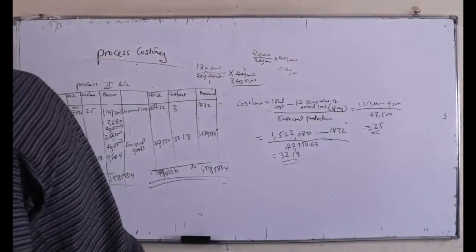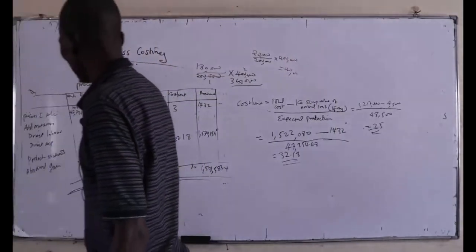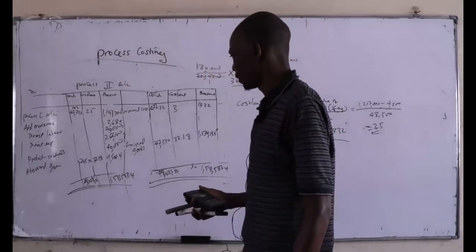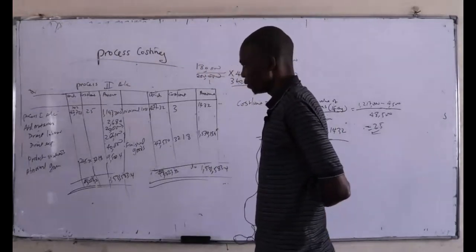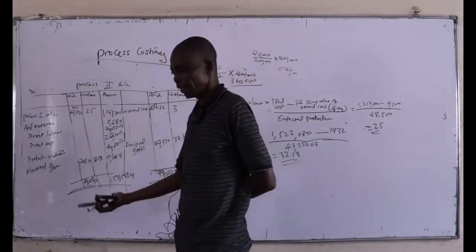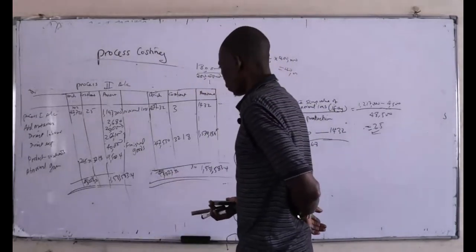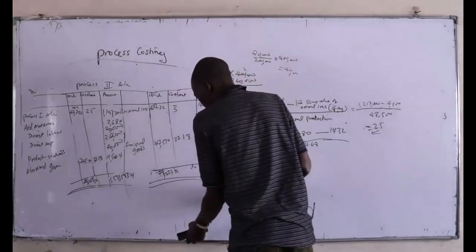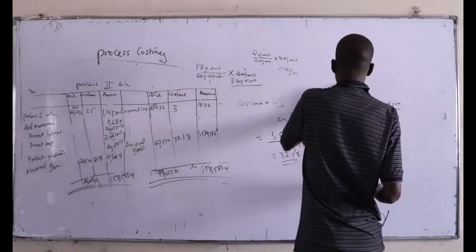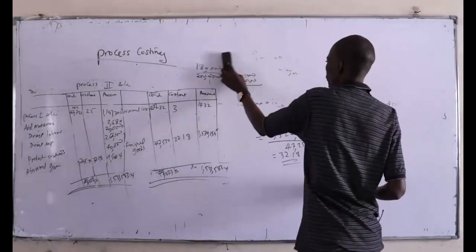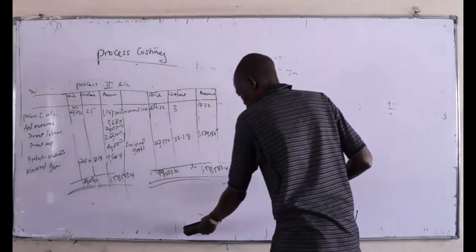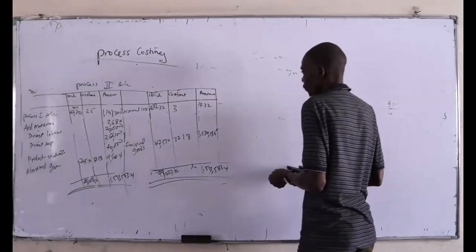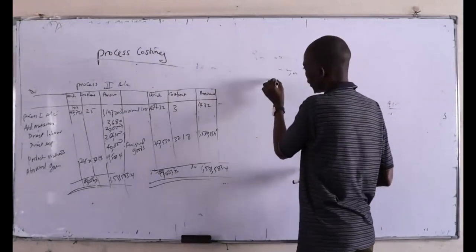That is how the process is prepared. So the other one was process 1. This other one is actually process 2. Now, because you have the abnormal gain here, you can be asked to prepare the abnormal gain or the abnormal loss account. If you are to prepare the abnormal loss account, then it is also set the same way. You maintain it.